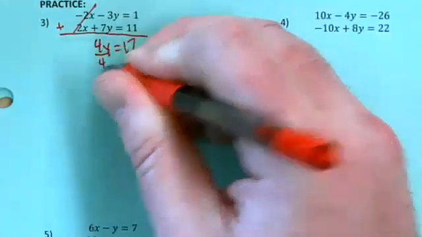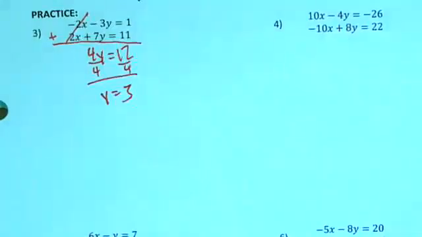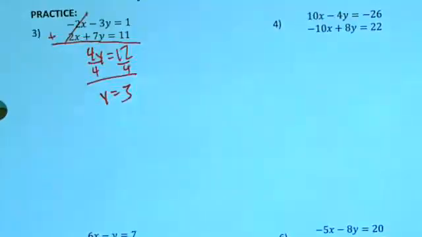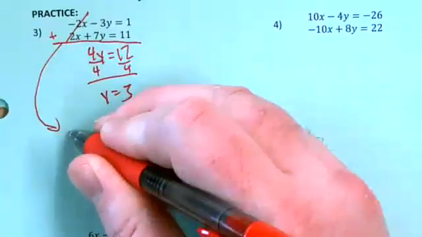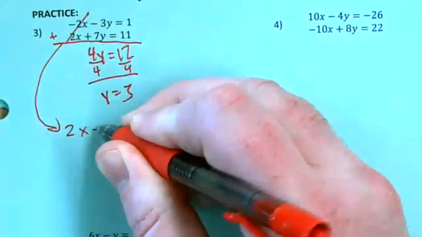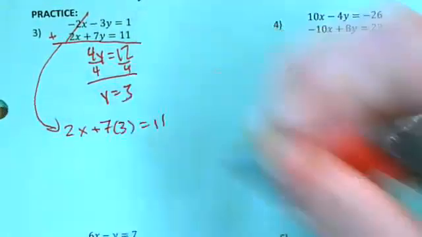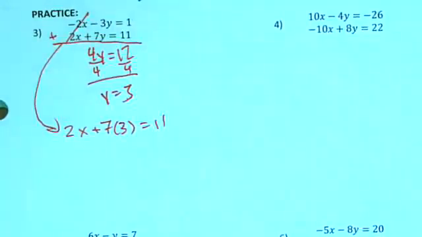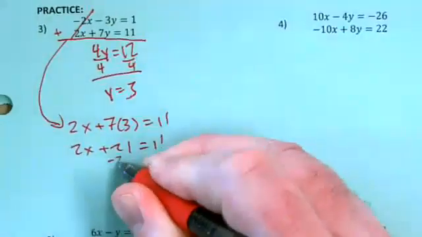I divide on both sides by 4. We get y equals 3. We still got to find x. So to finish this up, I'd go back to one of the two original equations. I'm going to choose the second one. 2x plus 7y equals 11. I'd plug the 3 in for y. And I'd solve that equation. 2x plus 21 equals 11. Minus 21 on both sides.